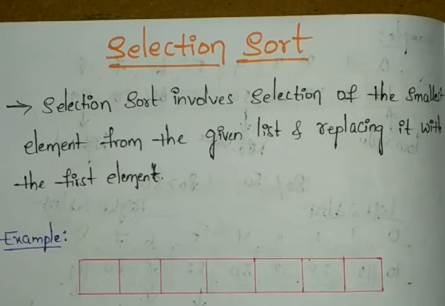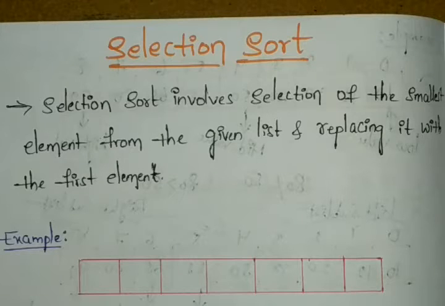Hello everyone. In this session we will discuss the selection sort. So first of all, what is sorting? Sorting is a technique to arrange our elements, or a list of elements, in the form of ascending or descending order. So here we have the selection sort.